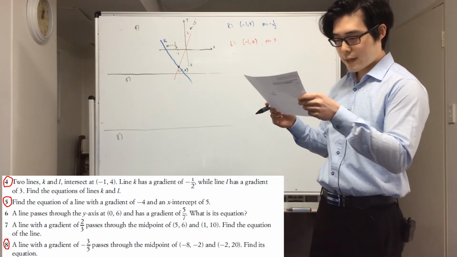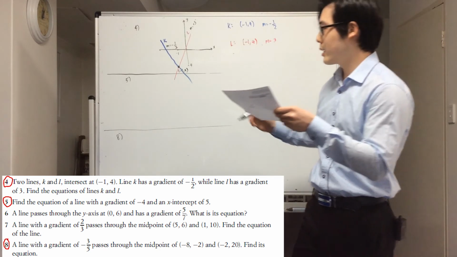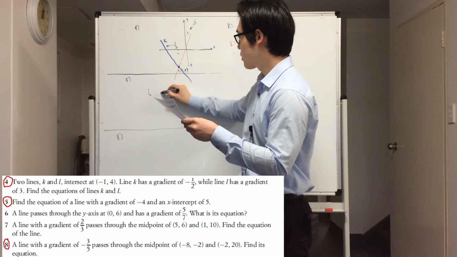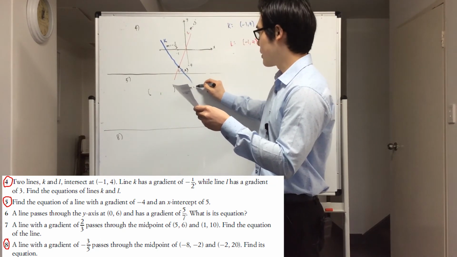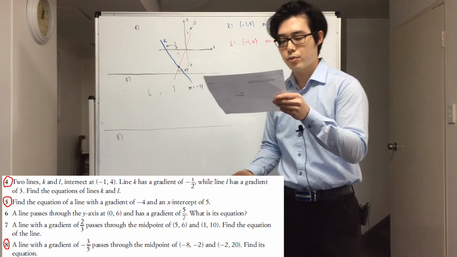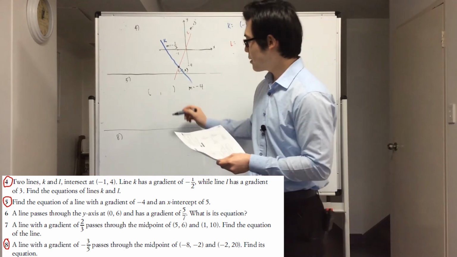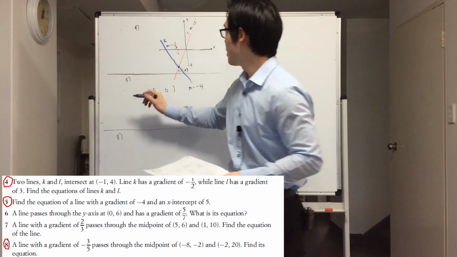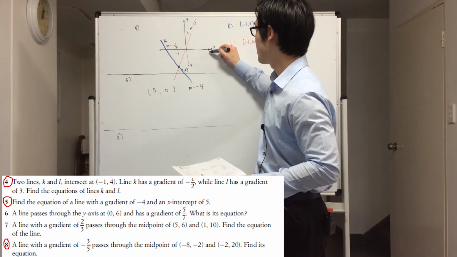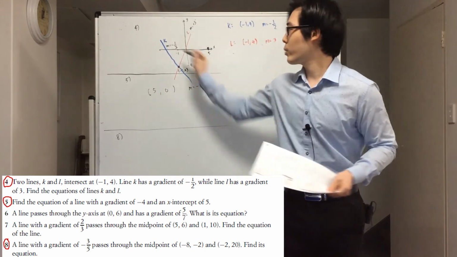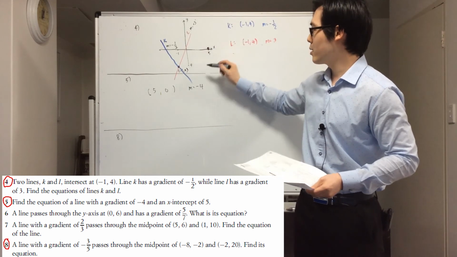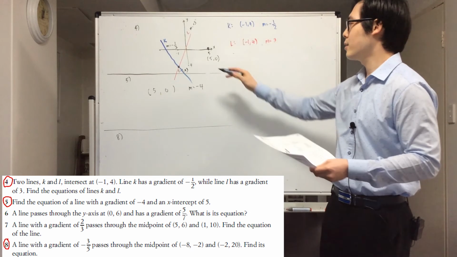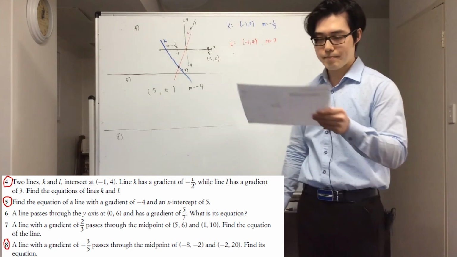Question 5, find the equation of a line with gradient of -4 and x-intercept of 5. Okay, so here's my question. We know the gradient is -4, but what's the coordinate if it says it goes through x-intercept of 5? If it says x-intercept of 5, it means it goes through 5 and 0. That's what x-intercept means, okay? So in this case, it means it goes through there. That's where the x-intercept is because that's the point on the x-axis. So the coordinate is 5 and 0, okay? Find the linear equation like we've been doing from there, all right?